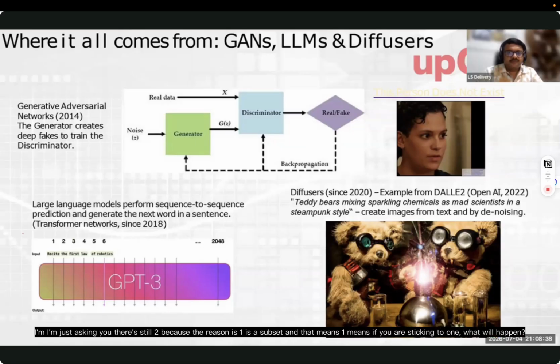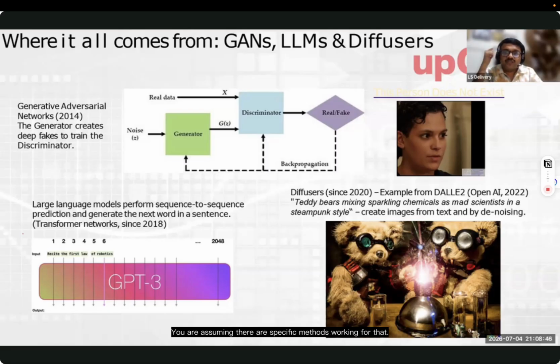I'm just asking you. It is still 2, because 1 is a subset. If you are sticking to 1, what will happen? You are assuming there are specific methods working for that, and that is not that easy to identify. Just think of it: random forest, I'm asking you.